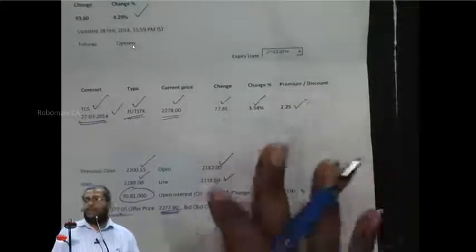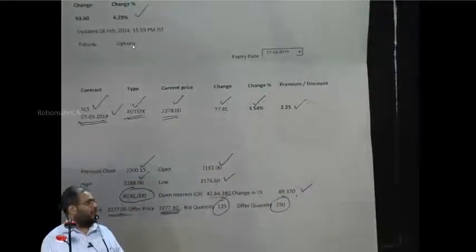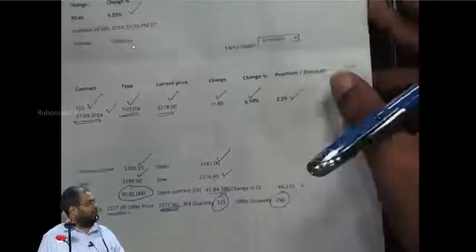Mostly the options will also have one similar code. It will have some extra information, like whether it is an American or European option, and the strike price will be given in the option. The premium should also be given.